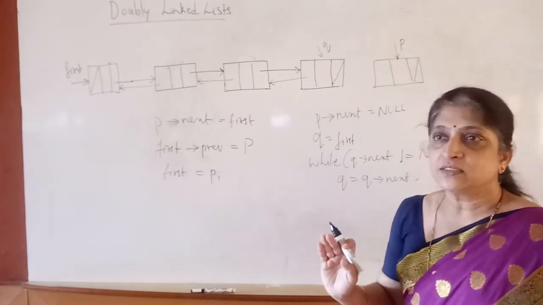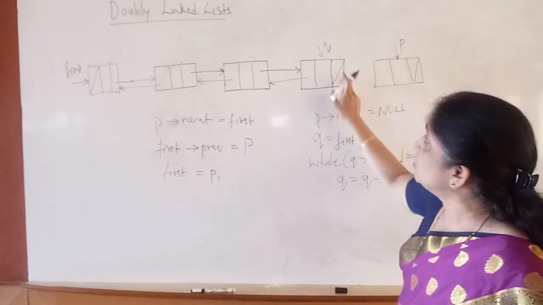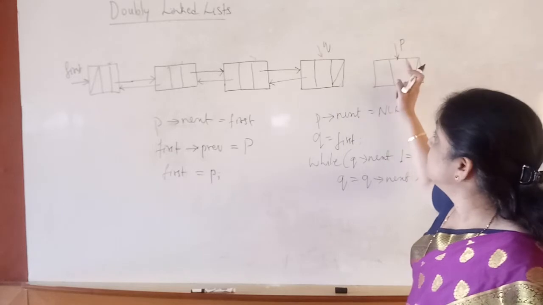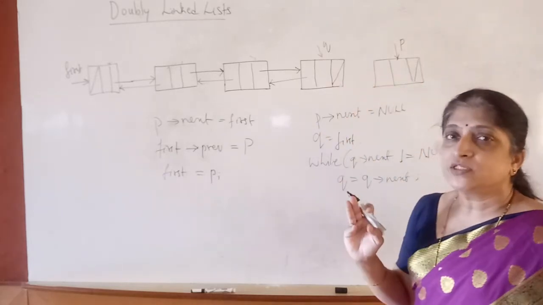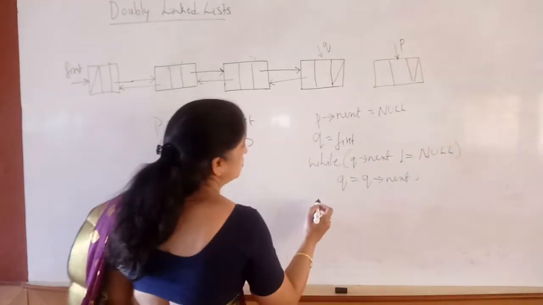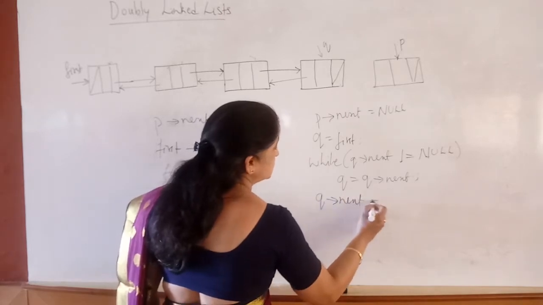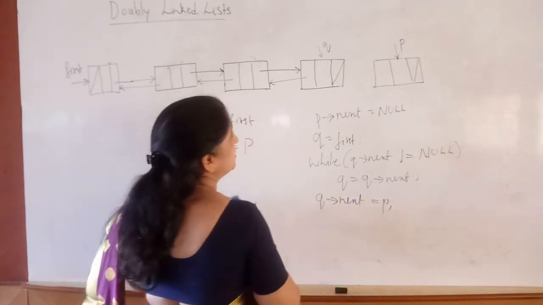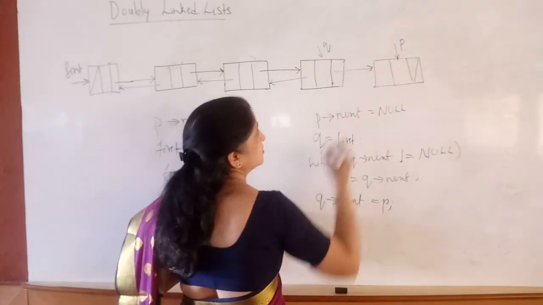Now we have to just adjust the pointers. How do we adjust? I have to make the next field of Q point to P and the previous field of P point to Q. That's it. Two pointers we have to adjust. How do I write that? We write Q next is equal to P. That means you have made this point to the next node.